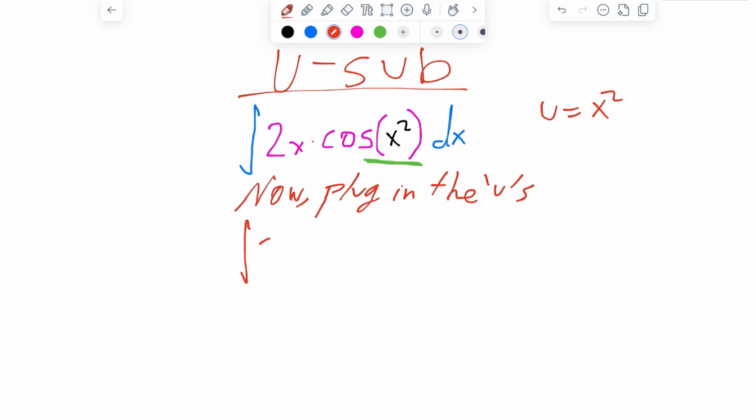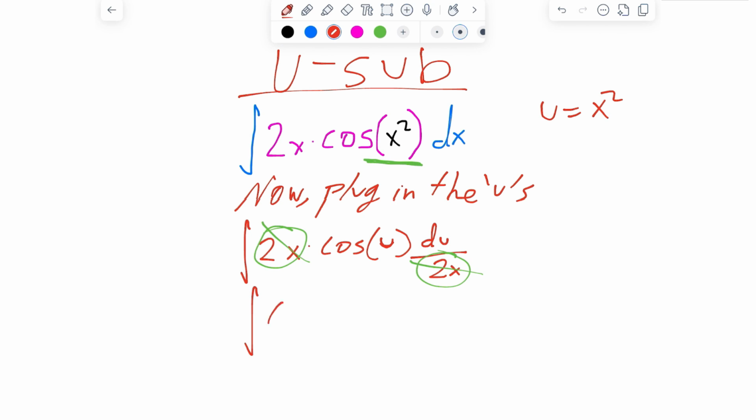And so now we write integral 2x times cosine of u and then du. But here's the thing, that doesn't make sense, because we have 2x there and a 2x there, and the integral is in terms of du. So this is the perfect position to cancel both of them out. So we get a proper integral of cosine u du.